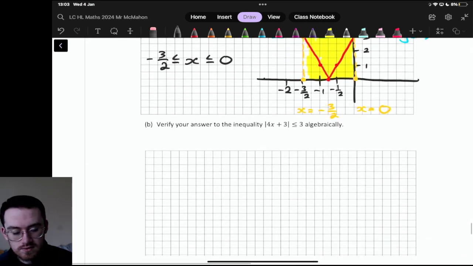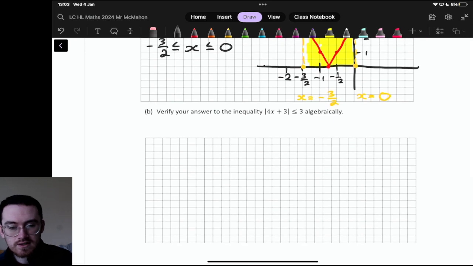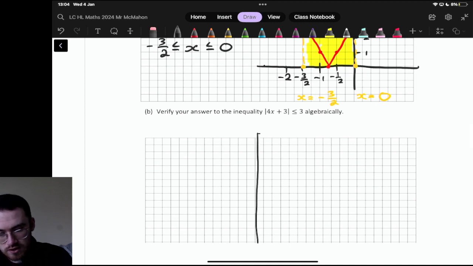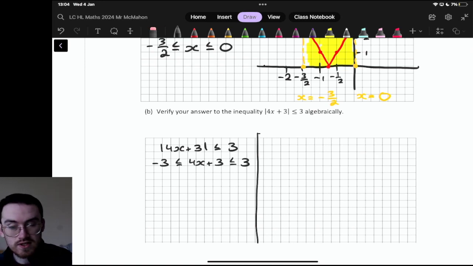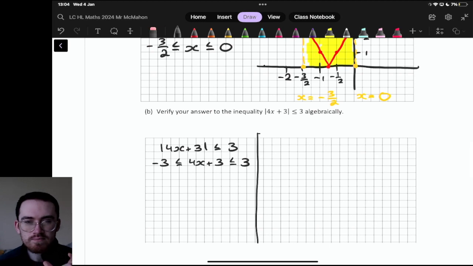The next question, as we would expect, is asking us to verify that algebraically. So we have two ways of doing this, as we've had before. First of all, we can write out our question, less than or equal to 3. We can set the middle part, the 4x plus 3, equal to the positive or the negative 3. So remembering that the modulus of minus 3 is still 3, it gives us the positive value.